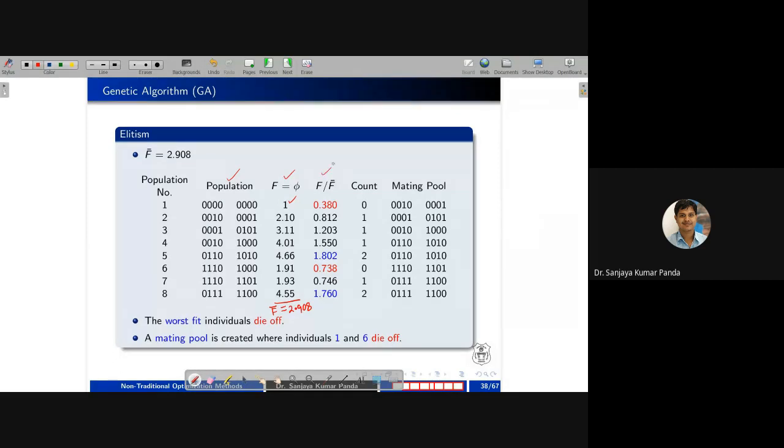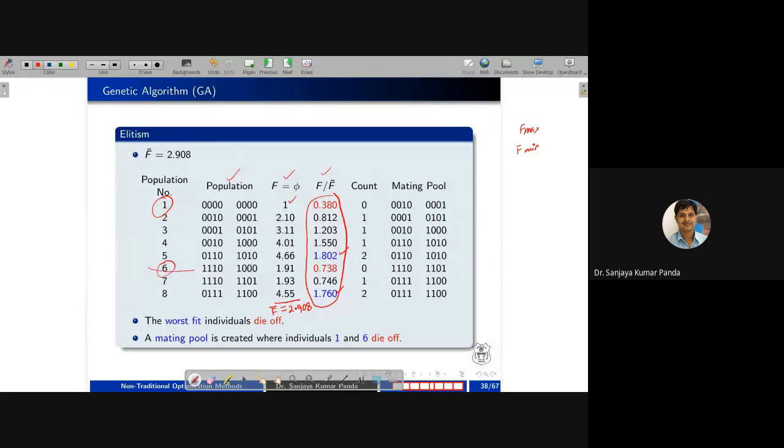Now if I do f divided by f bar, that is 1 divided by 2.908, 2.10 divided by this, you will get this particular column. Now what you will do, you have to find the highest value, right? I told you in the previous slide, we need to find f max, we have to calculate f min. So which population are you having highest value? Population 5. Next best is population 8. And worst one, if you see, one is the worst one, that is 0.38, and second worst one is 0.738.